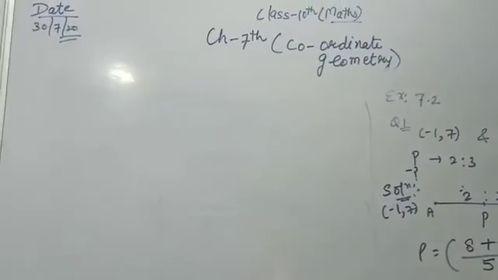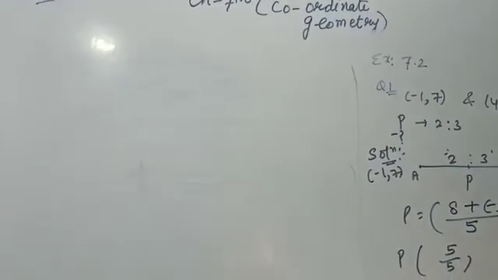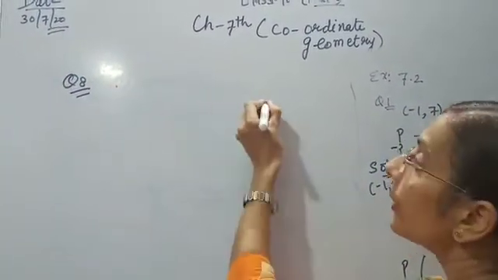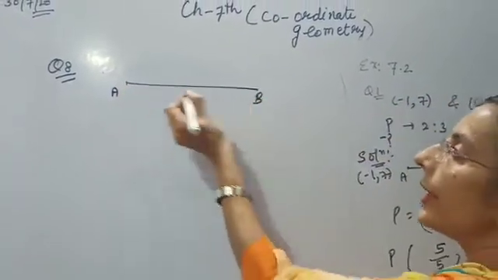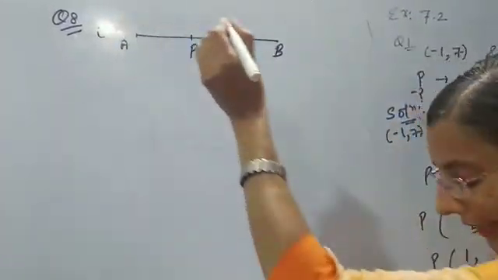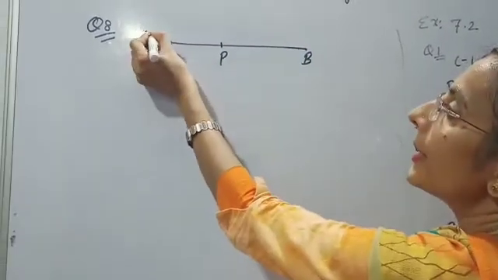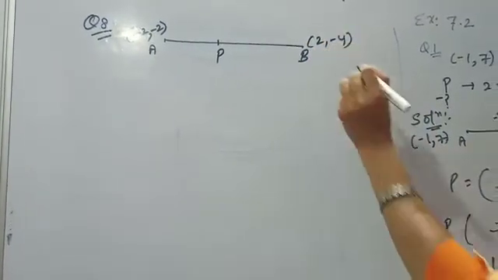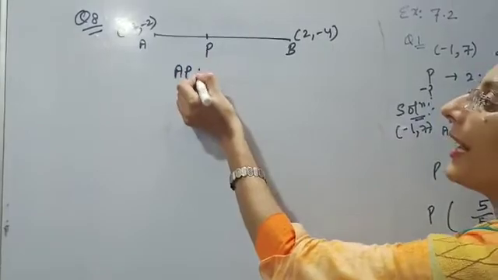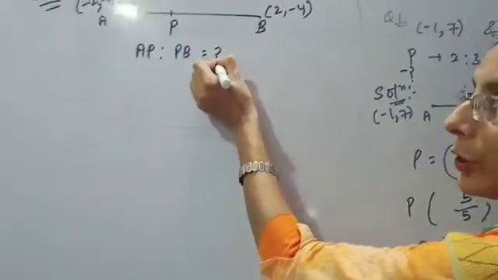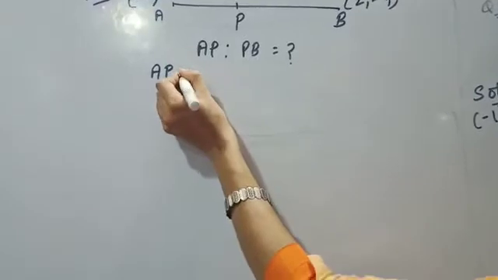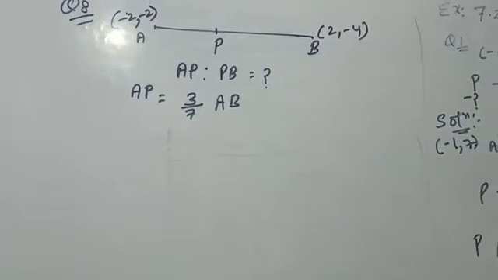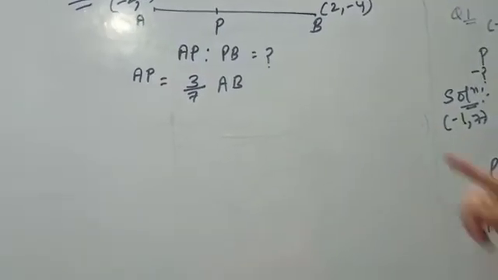Here is question number 8 of the same exercise. It is given that the line segment AB is divided by point P such that A is (-2, -2) and B is (2, -4). We want the ratio AP to PB, and it is given that AP is 3 by 7th part of the total AB. Firstly, we have to find the ratio, and then the coordinates of P.